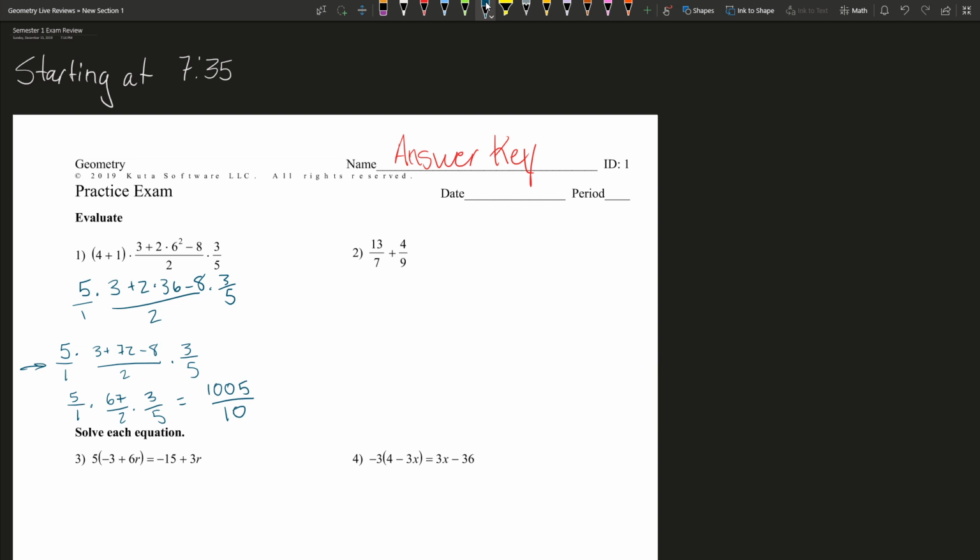On number 2, we are adding fractions. And in order to add fractions, you have to get a common denominator. So the easiest thing to remember here is to just multiply by the other denominator over itself. When you do that, 9 times 13 is 117. 9 times 7 is 63. 4 times 7 is 28. And again, 63.